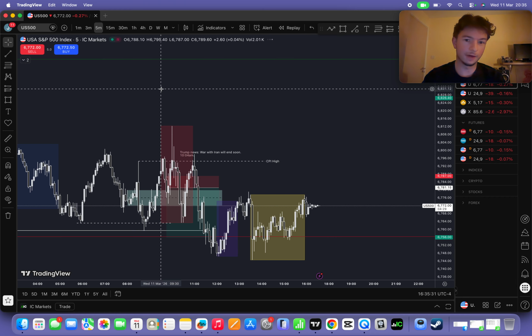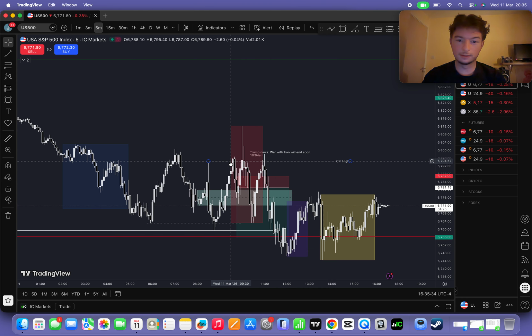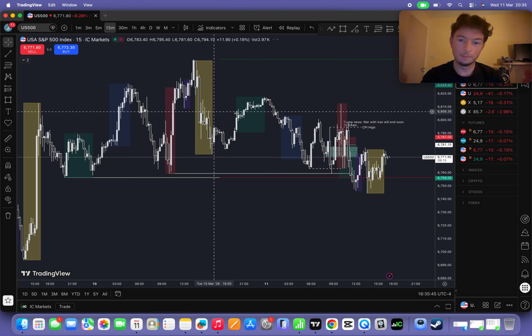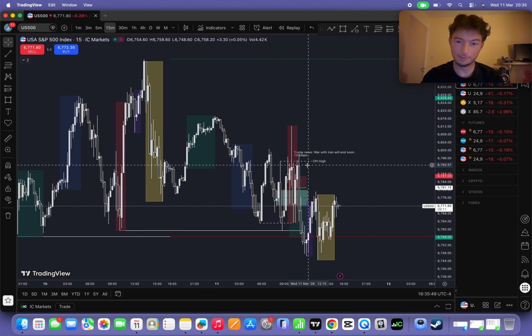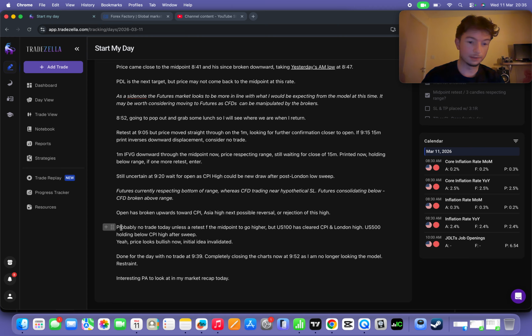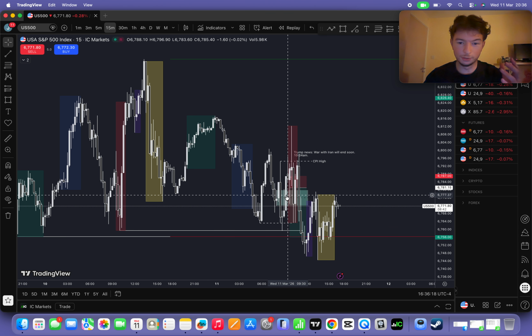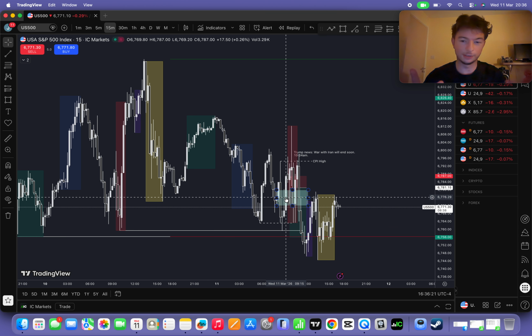But nonetheless, if we go back into the 5 minute, all the bodies of the candles continued to respect the CPI high. We had two, three 5-minute candles close above it, just on the 15-minute chart. All candles respected the CPI high, signaling bearish intent. And yeah, so from here, probably no trade today unless a retest of the midpoint to go higher. NASDAQ cleared CPI high and London high, US500 holding below CPI high after sweep. Yeah, price looks bullish now. Initial idea invalidated. So that initial idea, the short off of this retest here, is completely invalidated and out of the question at this point.